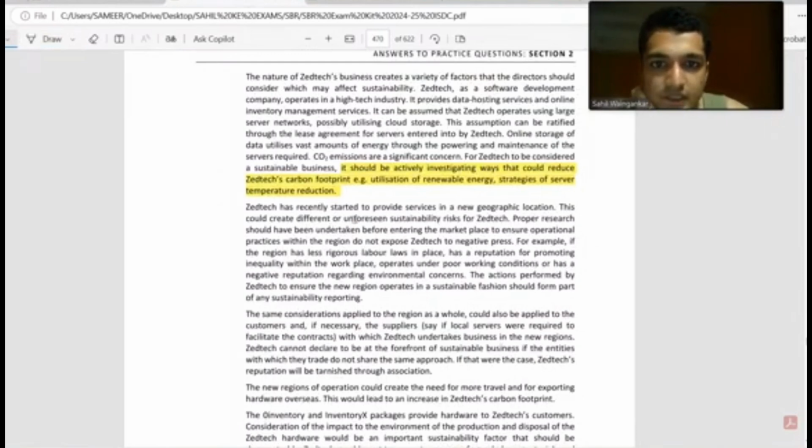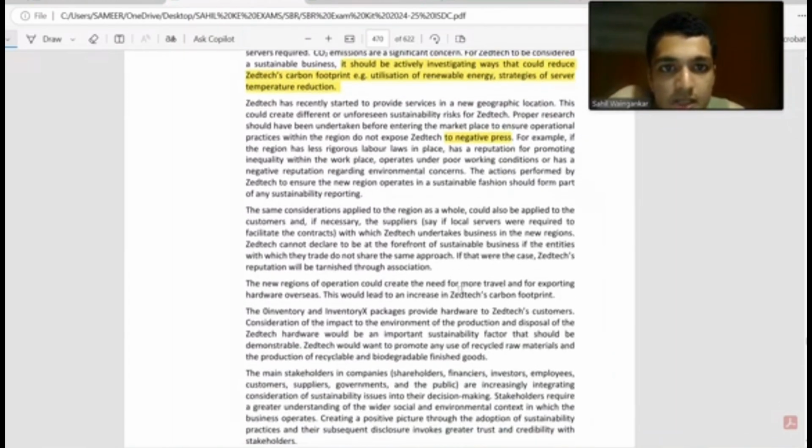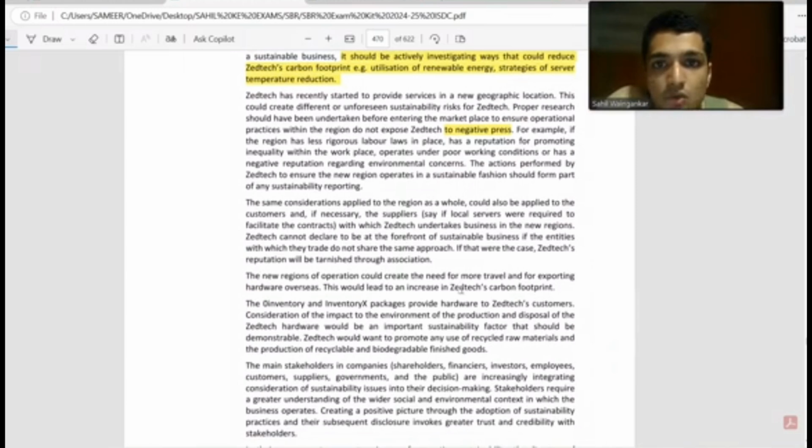This could create different or unforeseen sustainability risks for Zedtech. Proper research should have been undertaken before entering the marketplace to ensure operational practices within the region do not expose Zedtech to negative press. For example, if the region has less rigorous labor laws in place, has a reputation for promoting inequality within the workplace, operates under poor working conditions, or has a negative reputation regarding environmental concerns, the actions provided by Zedtech to ensure the new region operates in a sustainable fashion should form part of sustainability reporting.